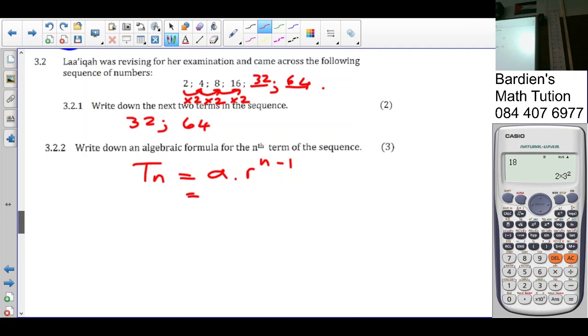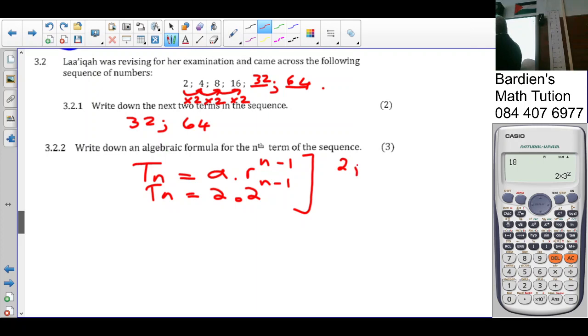So A is what? The first term is 2. R is what you're multiplying it by, which is 2. A times R to the n minus 1, that is your general term. You could simplify this into 2 to the n as well, so you're multiplying by the same number as in the powers. But they will have given you a full 3 marks already, even if you didn't know this.